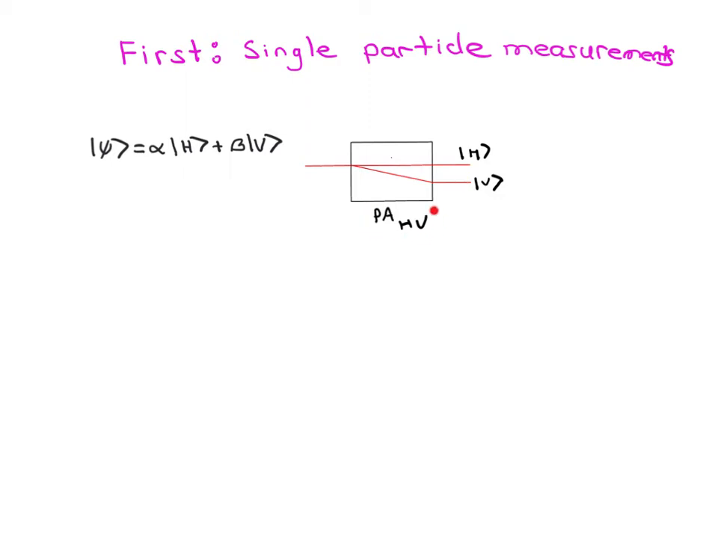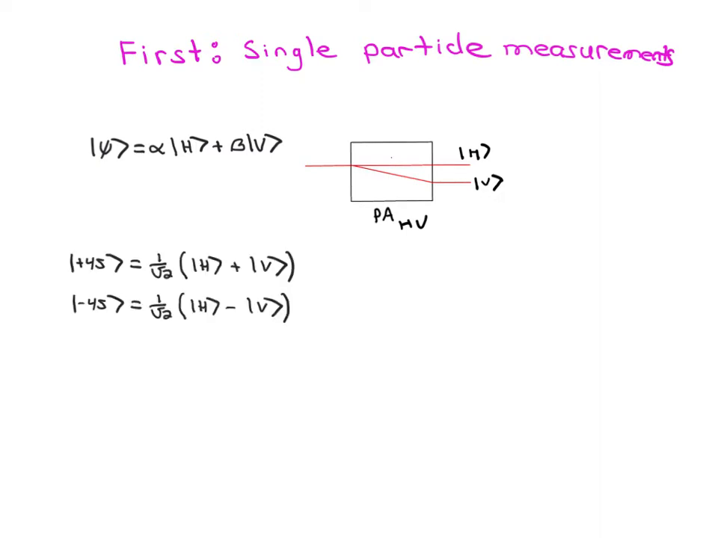And so we call this a polarization analyzer sub HV. And of course, the probability of getting either result is given by taking the magnitude squared of the coefficients. So magnitude of alpha squared gives you the probability that you'll get a click on the H port, and the magnitude of beta squared gives you the probability that you'll get a click on the V port.